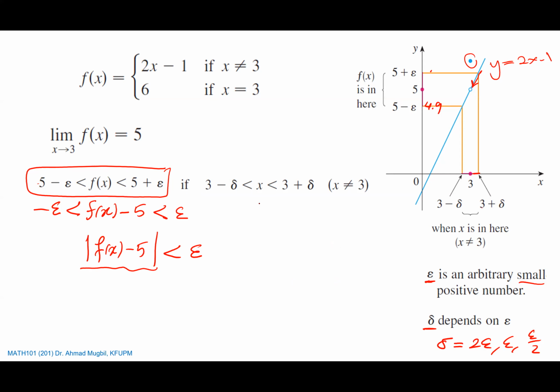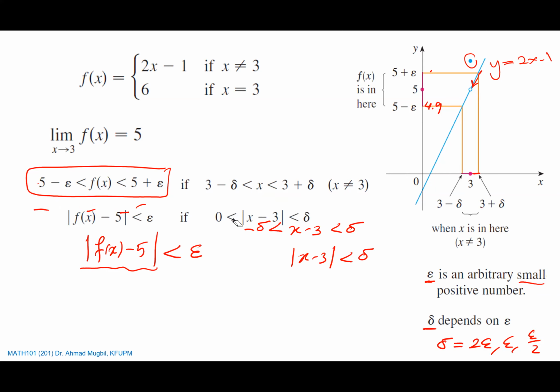And similarly here, this can be written as what? x minus 3 less than delta and greater than negative delta, the absolute value of x minus 3 less than delta. So you can write it as follows. I explain for you how to write it. So just to understand what you have from here to here, what are the steps?